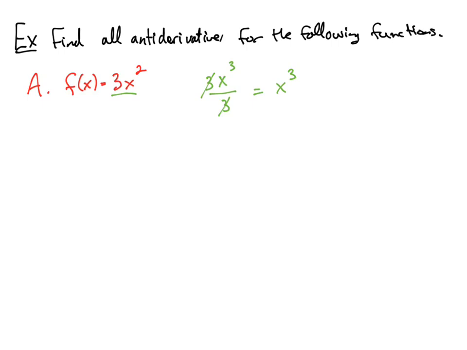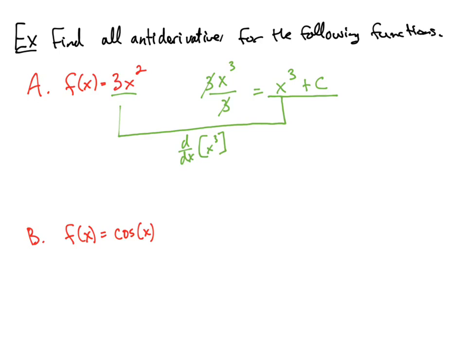And if you're unsure of this, just test it. Take the derivative of x cubed and see if we get what we started with. So d dx of x cubed, by the power rule, gives us 3x squared. So the antiderivative is going to be x cubed, and then we add the constant term to it. So x cubed plus c is what we end up with here.